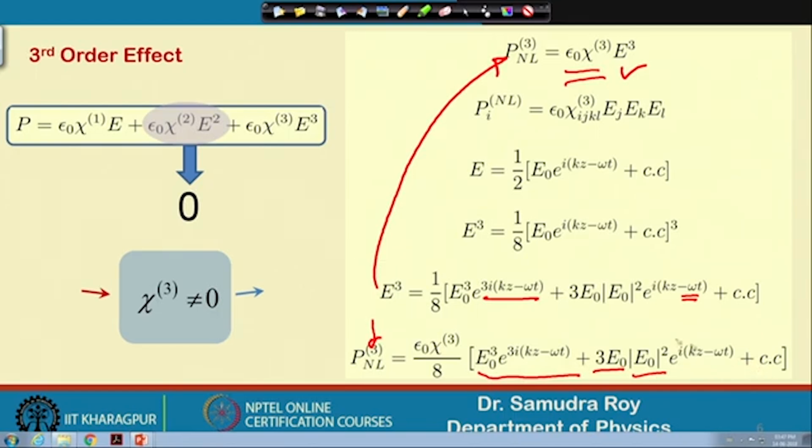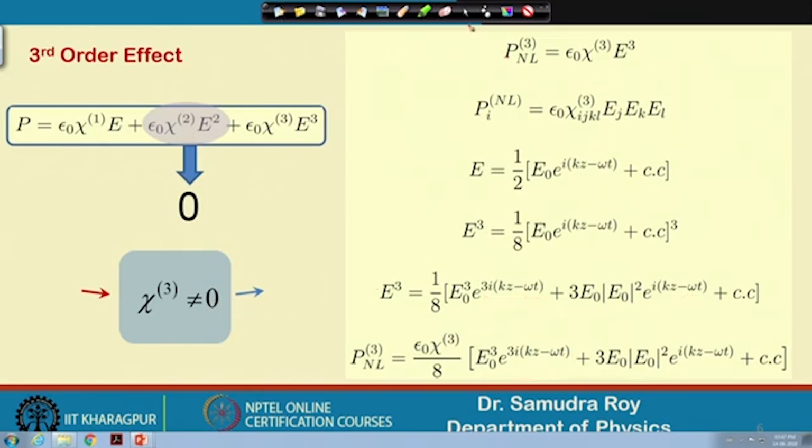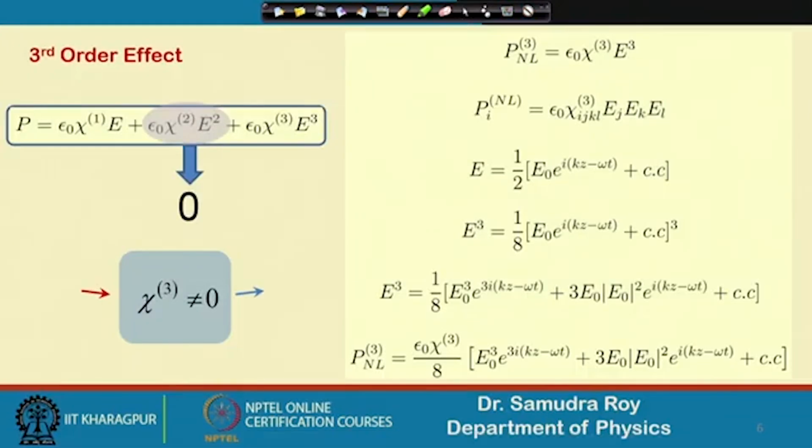So, this entire thing has two different frequency components. The nonlinear polarization here means the dipoles inside this system are going to vibrate at two different frequencies. One is P nonlinear omega and another is P nonlinear 3 omega. So, there are two components inside the P nonlinear having two different frequency components.